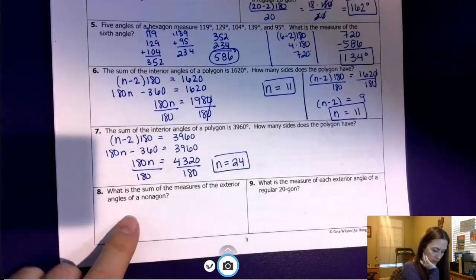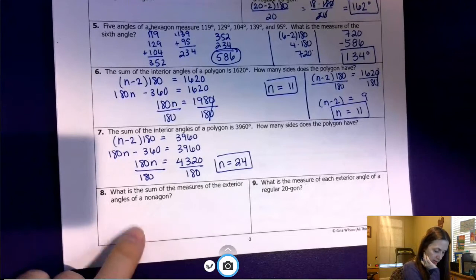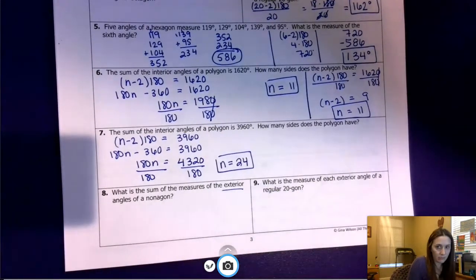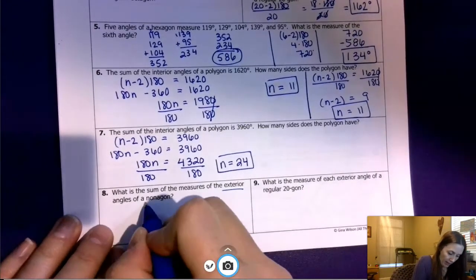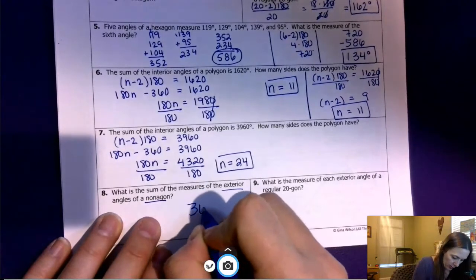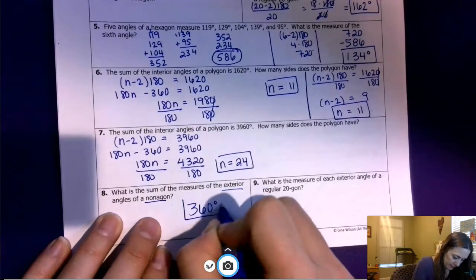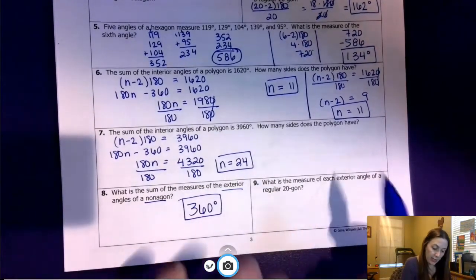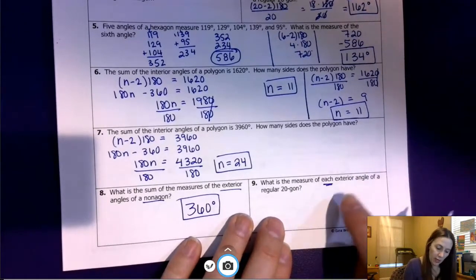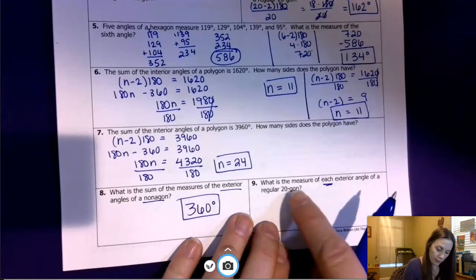What is the sum of the measure of the exterior angles of a nonagon? Well, the exterior angles of any polygon ever, it doesn't matter how many sides it has, every single time, no matter what, 360 degrees. What is the measure of each? So those are keywords you want to make sure you're paying attention to. Exterior angle of a regular 20gon.